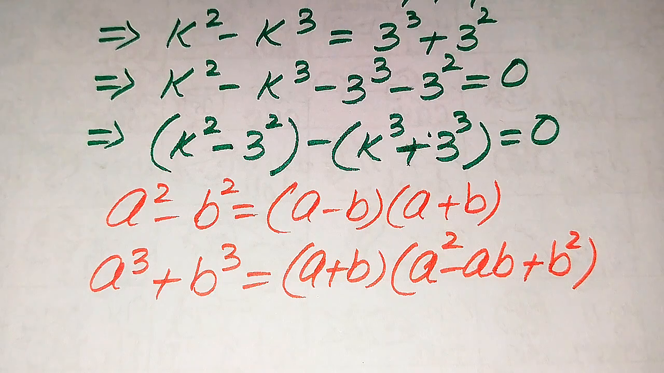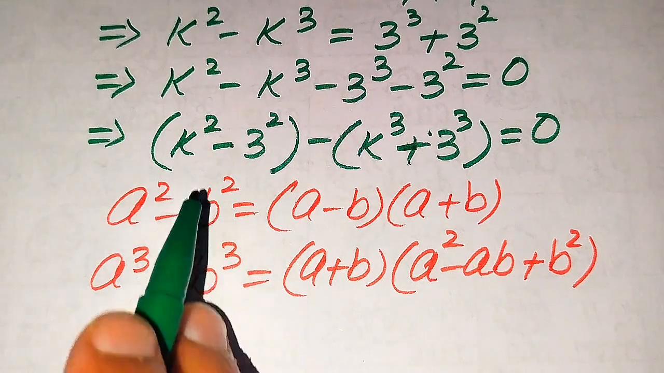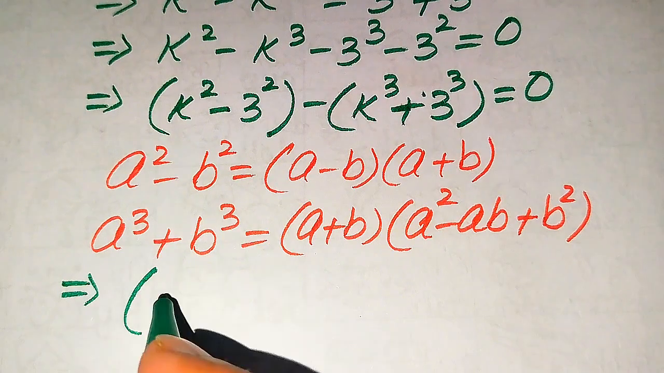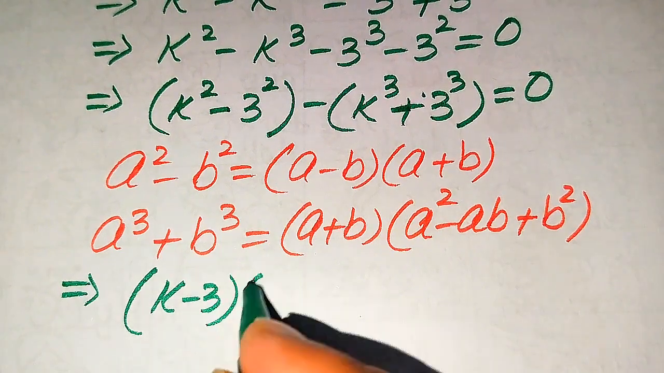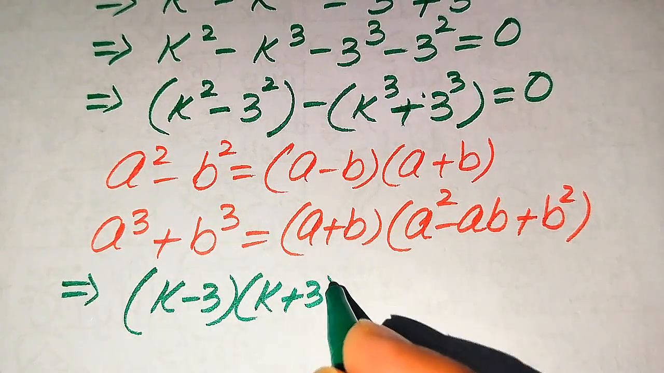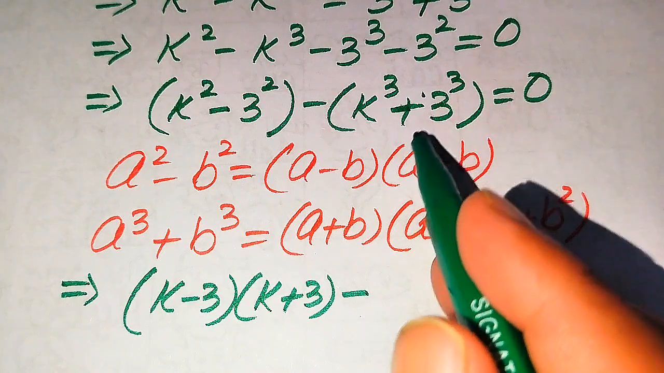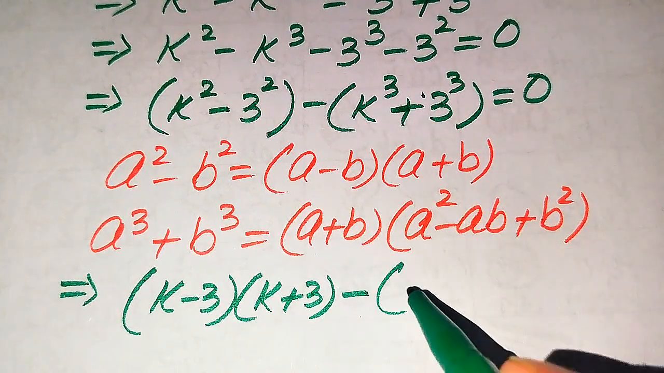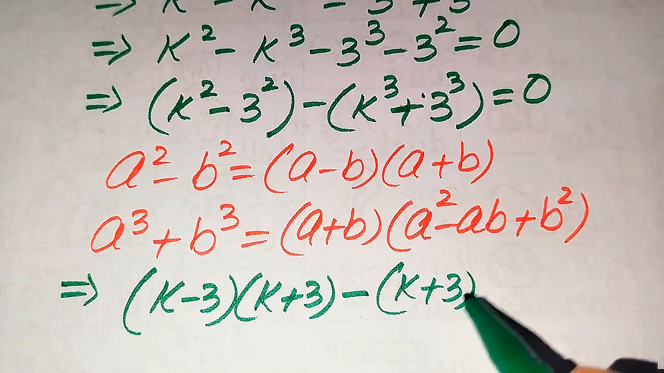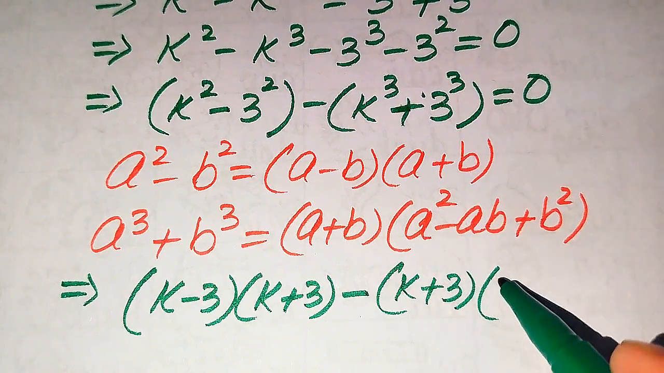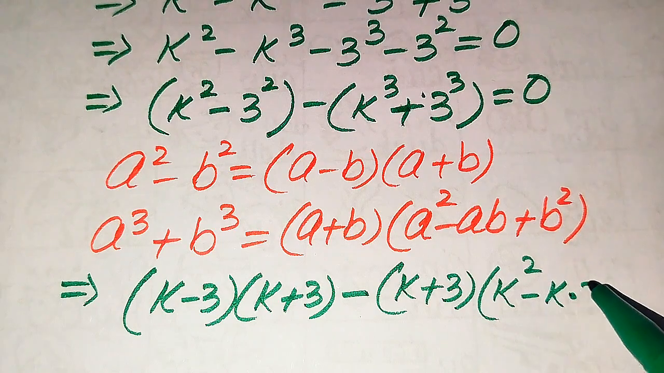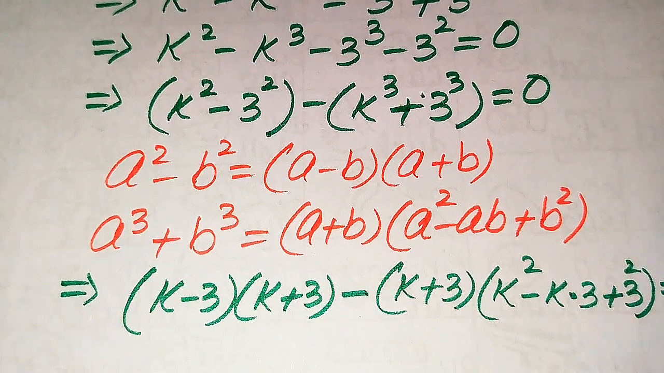So here when we apply this square identity to the first term, it will be written in this form: first we have k minus 3 times k plus 3, and minus, here we apply this cubic formula, and after applying this formula it will be written as k plus 3 times a square minus ab. The value of a is k, so we have k square minus k times 3 plus 3 square, and this whole equation is equal to 0.